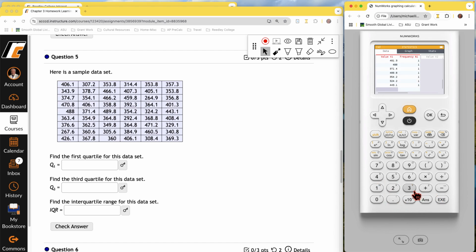Okay, 363.4, 354.9, 364.8, 292.4, 368.8, 408.4. I don't know, was it really necessary to have this much data? If I was doing this problem, I'd cut it in half, but anyway, it's what we've got, so we got to do it.